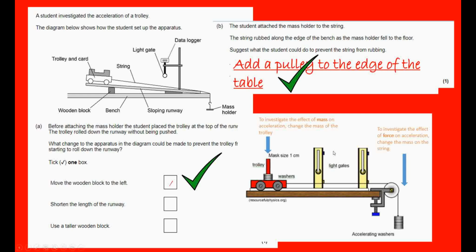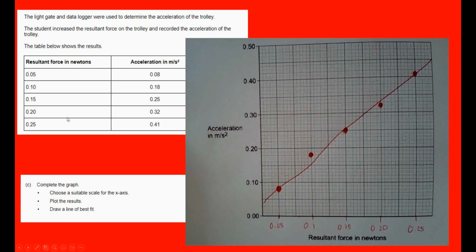Okay, moving on. We have a set of results. Okay, so the light gate and the data logger were used to determine the acceleration of the trolley. The student increased the resultant force acting on the trolley and recorded the acceleration of the trolley. Then we've got the results here. We've got resultant force in newtons and we've got acceleration in meters per second.